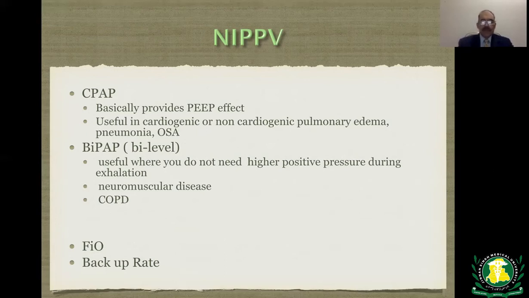And BiPAP, or bilevel. In this, you set two pressures, inspiratory and expiratory, and the difference between the two has to be 4 or more in order for it to act as a BiPAP. It's useful in conditions where the patient has difficulty with exhalation, as exhalation is a passive process. So in conditions, for example, like asthma or COPD exacerbation, these patients have more trouble with exhalation rather than inspiration. So it's useful in those conditions.